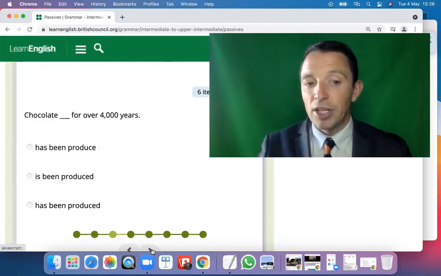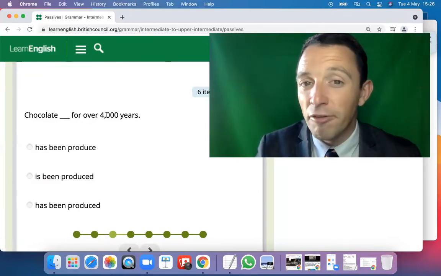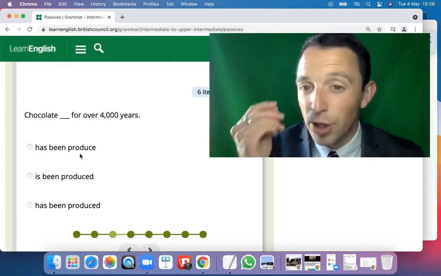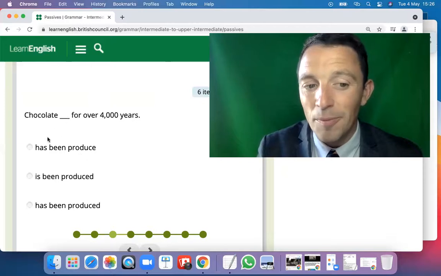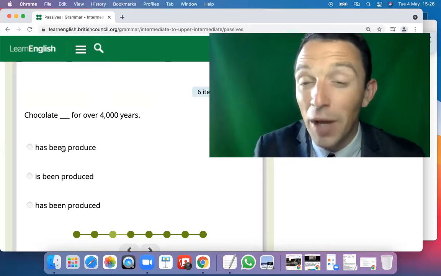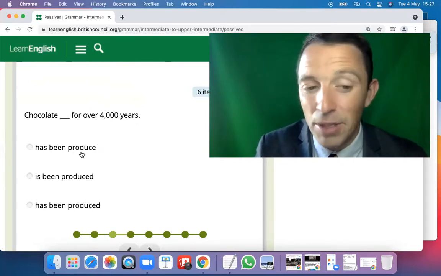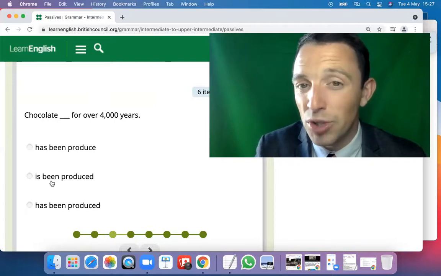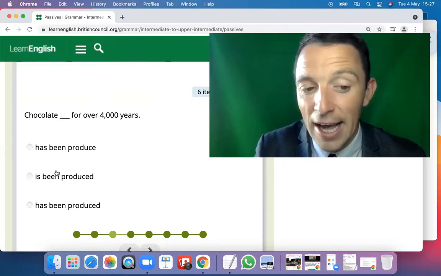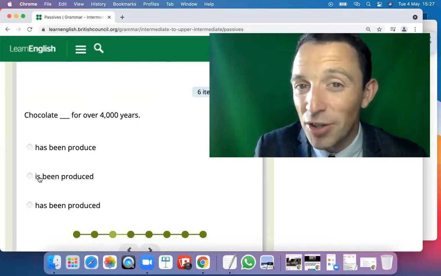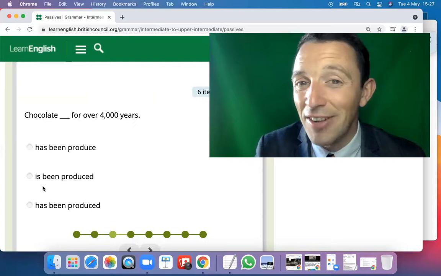The third example, chocolate, something for over 4,000 years, and the verb is to produce. So chocolate has been produced. Again, we have the verb to be. So this is a candidate, but no participle, because the participle of produce is produced with the D. So this is not possible. The second one, is being produced, is not possible because the verb to be is not correct. It would be is being in the present continuous, but this structure is not correct for the verb to be. So the second one is not a candidate.